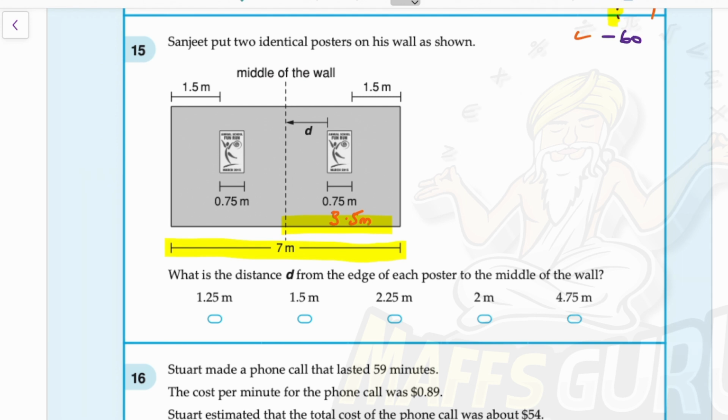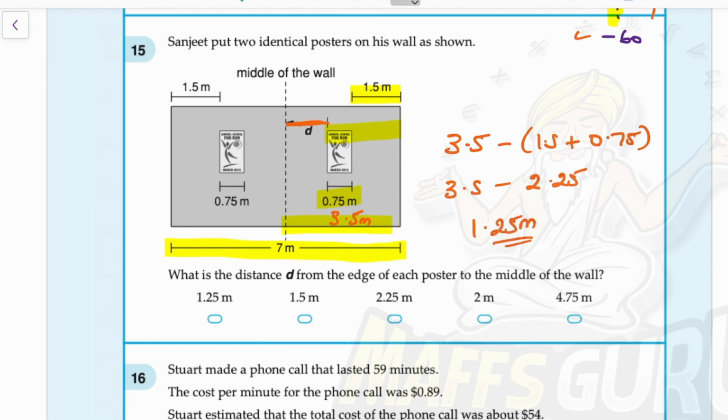Why is that important? Well, we now know that this distance here is 1.5 because they've given me it here. We know this little distance here is 0.75. So that means that this final distance here must be the 3.5 minus 1.5 plus 0.75. Now again, this is a non-calculator paper, so you've got to be able to add these type of things together. So that's going to give me 3.5 minus, well, 1.5 plus that is going to give me 2.25. And then when I subtract that, it's going to give me 1.25 meters. So is there a 1.25? There is, and ka-ching, there we are.